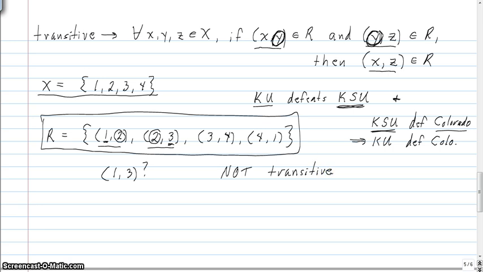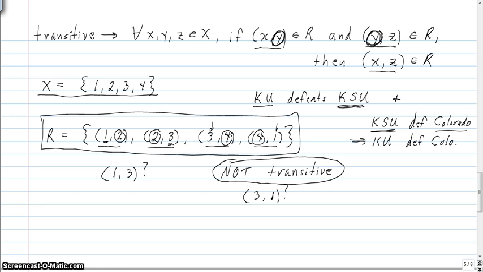And there are other examples that prove that this relation is not transitive. For example, if we look at this element and this element, we've got (3, 4) and also (4, 1). So the question would be, is the element (3, 1) in the relation? And we look through and we see that (3, 1) is not in the relation. And so again, this is an example of a relation that is not transitive.